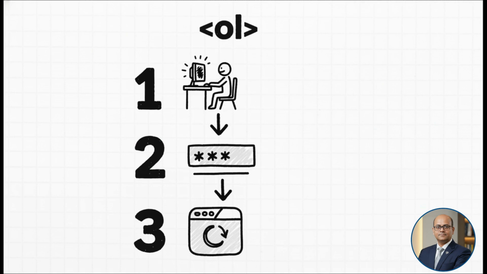Next is an ordered list using the OL tag. Here, the order is very important, so it will show with numbers 1, 2, 3. Let us take one example.